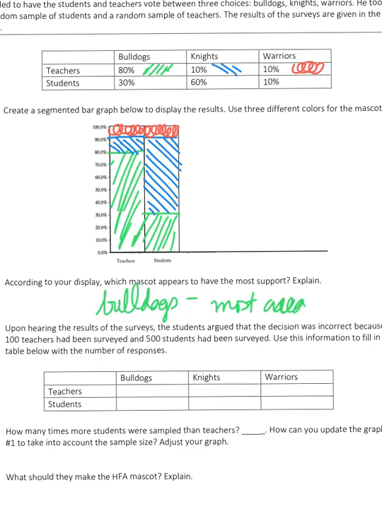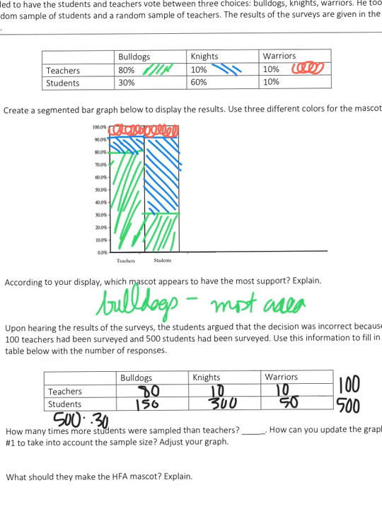So then the students come in and they argue. They're like, hey, there's 500 of us. There's only 100 teachers. It's not actually true that the Bulldogs are the most liked. And so they want to actually calculate counts here. There's 100 teachers and 500 students. So the 100 is easy: 80% of 100 is 80, and 10% of 100 is 10. For the students, I need to do a little bit of math. For example, I need to do 30% of 500, and find out that that's 150. There's 300 for the Knights and 50 for the Warriors.